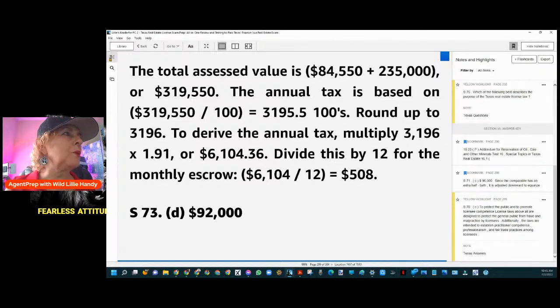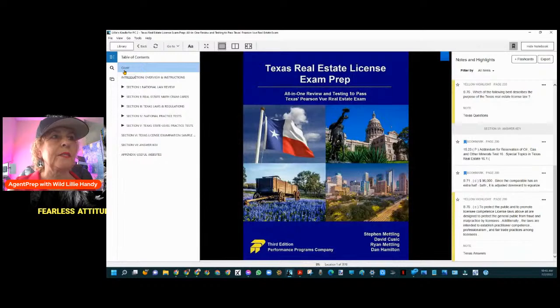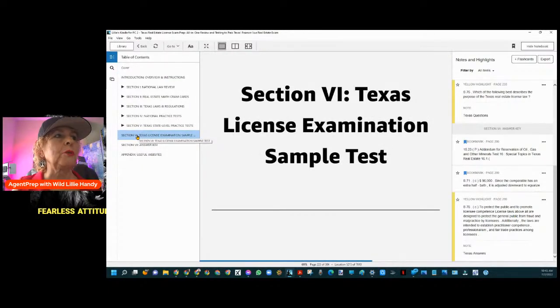Okay, so the actual book that we're using next is this one here, which we've done questions and answers on each test. So today we're doing part of the actual license examination sample. We're going to do the state questions, okay?